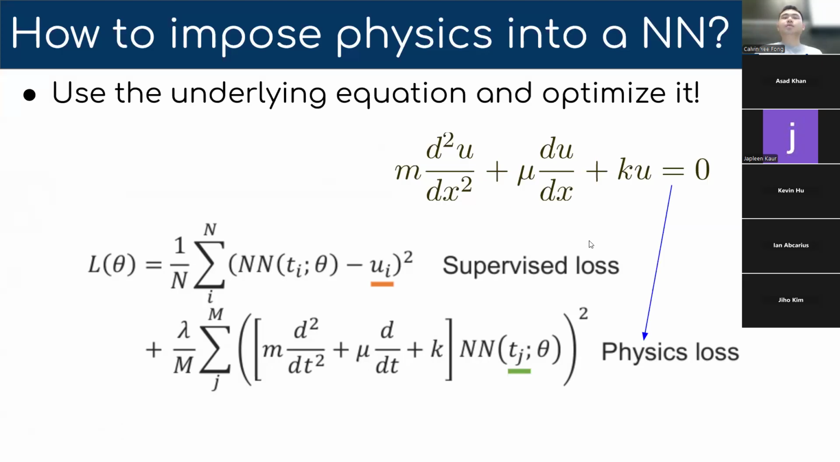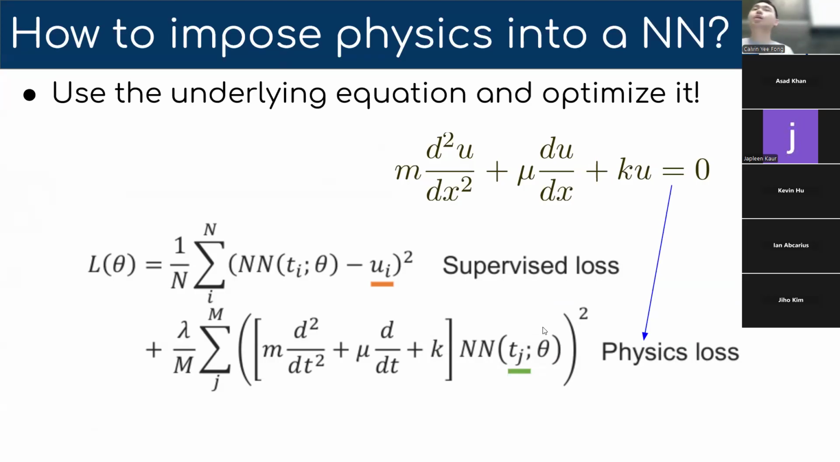Since we know that if the physics is satisfied, then the differential equation is equal to 0. But just like how the neural network is only an approximate solution of the underlying outputs, we can minimize the difference, which is what we do here in the physics loss.